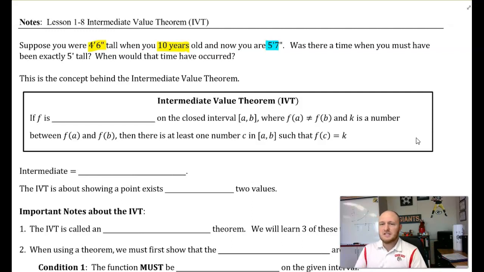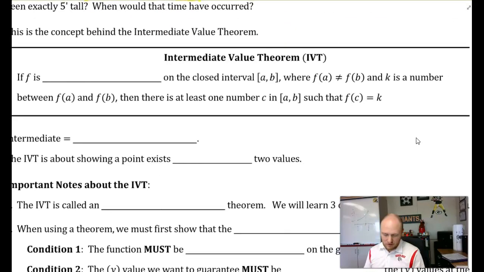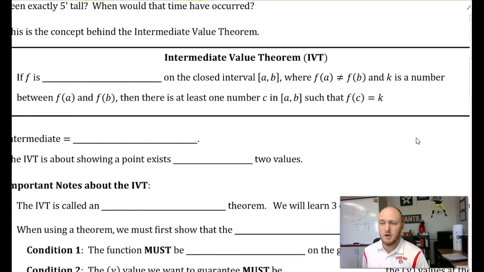Was there a time when you must have been exactly 5 foot tall? When would that time have occurred? Yes, in order to get to 5'7", you had to be at least 5 feet tall. And when would that time have occurred? Well, it would have had to occur sometime between when you were 10 and now. That is the concept, and that's the idea behind the intermediate value theorem. It's kind of like a duh, like it exists, and we illustrate this with a couple of conditions. So let's introduce you to the intermediate value theorem.